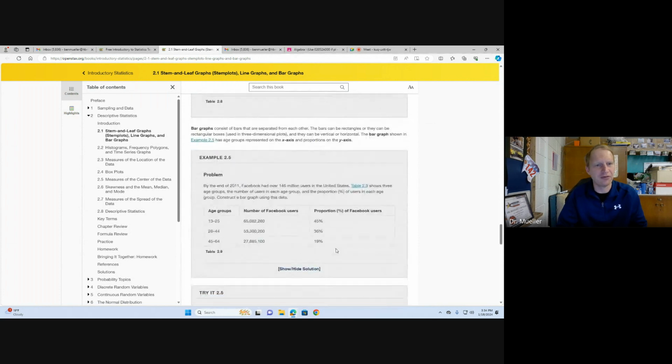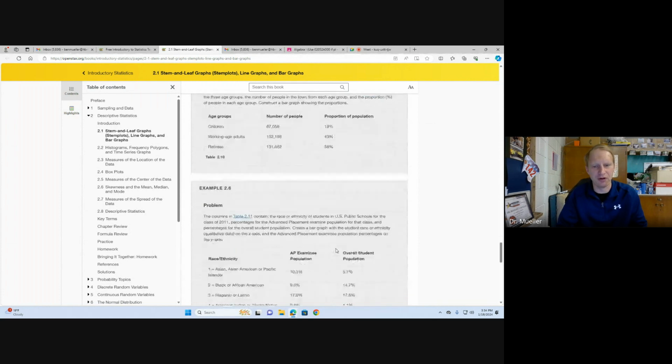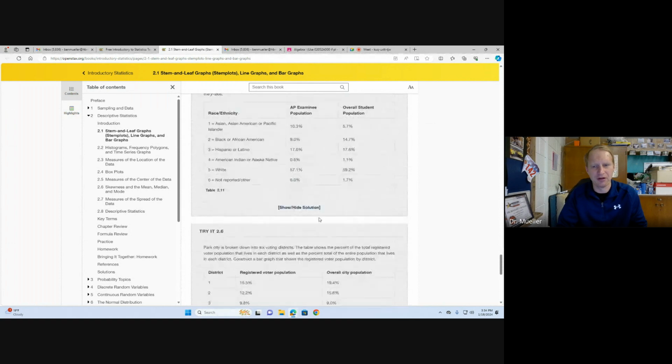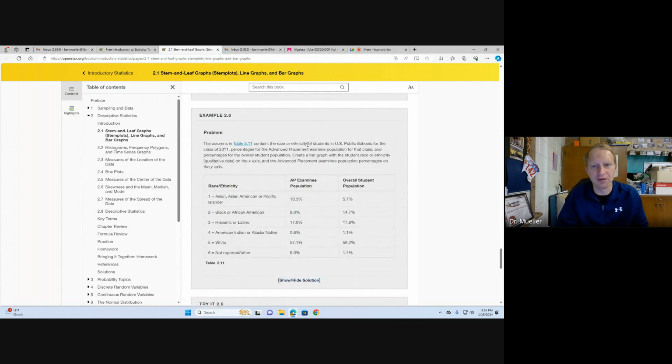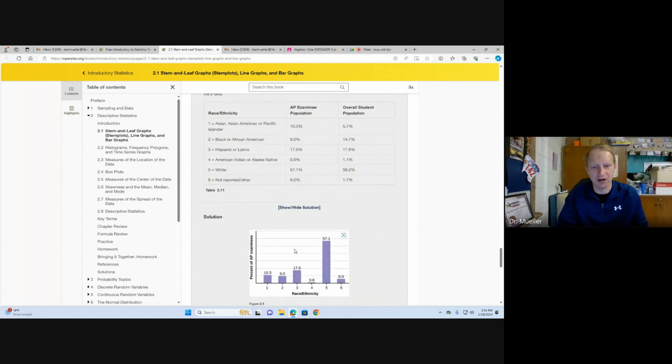So the last one is a bar graph, and I know you've all seen bar graphs before. And here we have, if we want to do a bar graph on the race or ethnicity of students in U.S. public schools for the class of 2011, and percentages advanced placement exam population for that class, and percentages of overall student population, we can create a bar graph. And the bar graph would just, well, we've identified each race by a number here. You don't have to do that. You could just put the race down instead of the number.